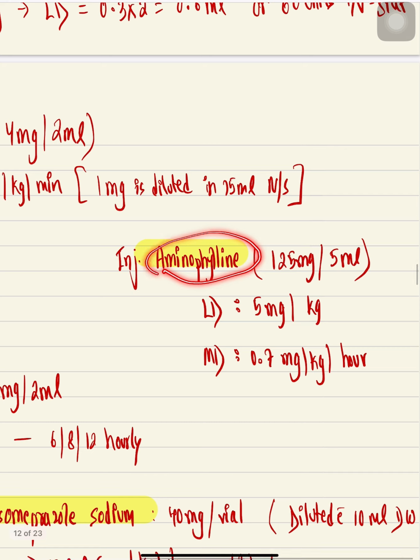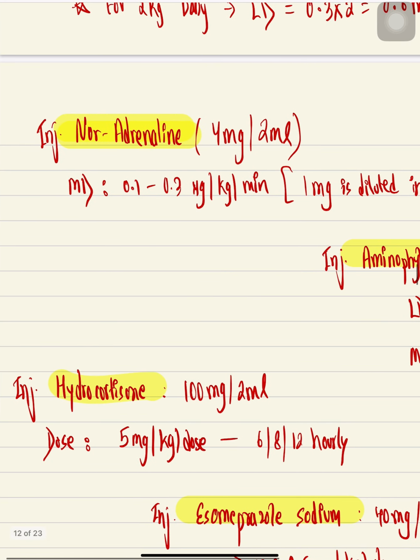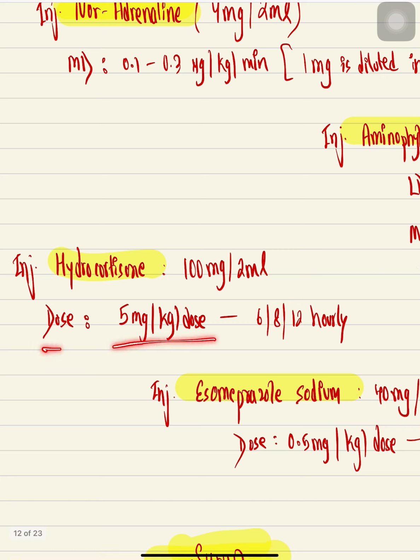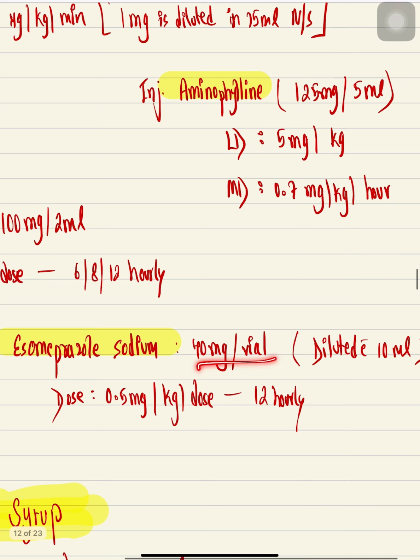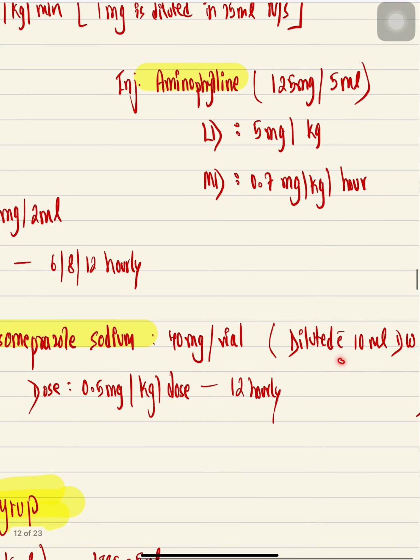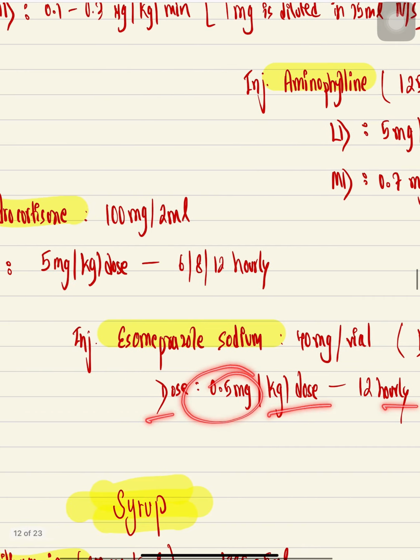Injection aminophylline, which comes in the market with 125 mg over 5 ml. The loading dose is 5 mg per kg. Maintenance dose is 0.7 mg per kg per hour. Injection hydrocortisone 100 mg over 2 ml. The dose is 5 mg per kg per dose, which can be given BD, TDS or QID. Injection omeprazole sodium 40 mg, which is diluted with 10 ml of distilled water. The dose is 0.5 mg per kg per dose BD.